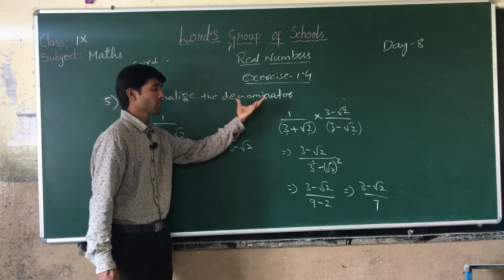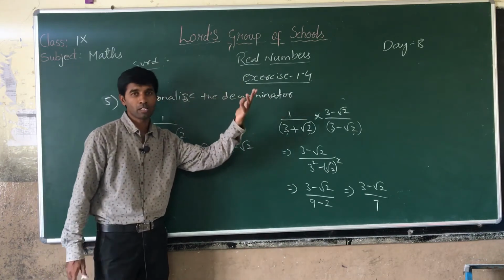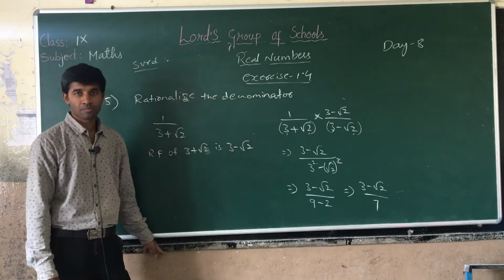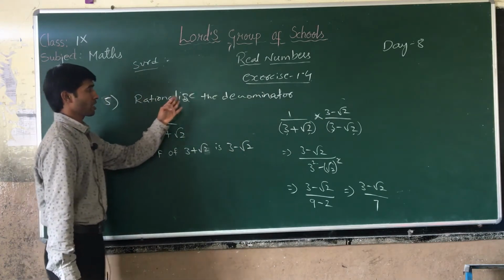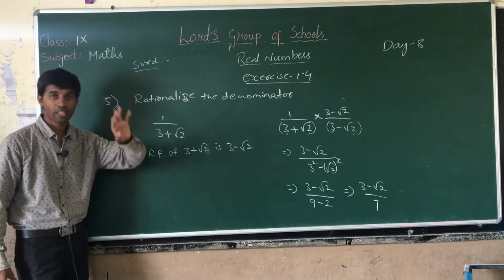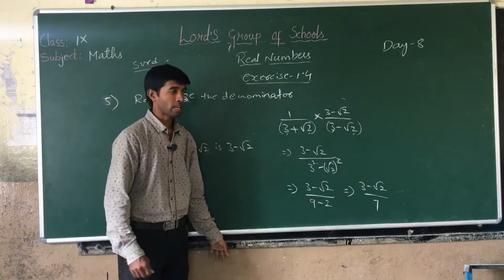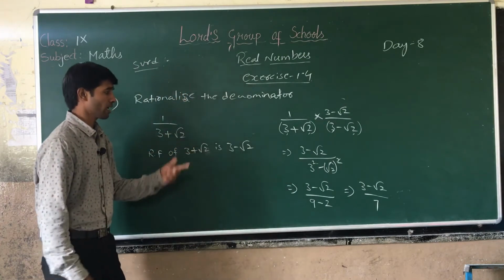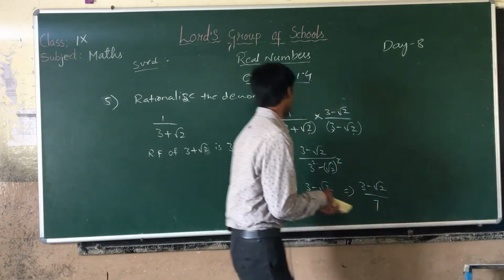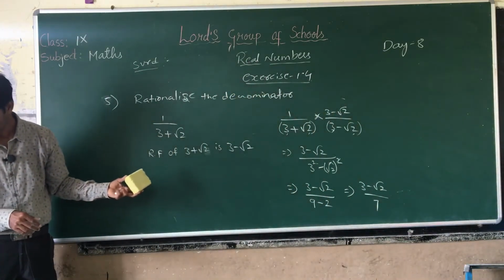Similarly, we can also rationalize the numerator. Whenever they ask you to rationalize the numerator, they will give the numerator as an irrational number, and then we have to make it a rational number. Like this we have to do. Now let us take another problem. So like this you have to do this bit.